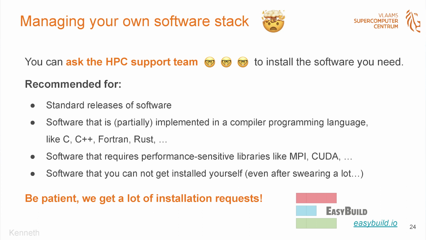If you do an installation request, again, you'll have to be a bit patient. We get a lot of these. I think in Ghent, for Tier 2 and Tier 1 combined, we get about 350, 400 requests per year. So that's multiple per working day. And some of these are not a pip install, but something way more complex. So it does take time sometimes. We work together on EasyBuild to make it a lot less painful.